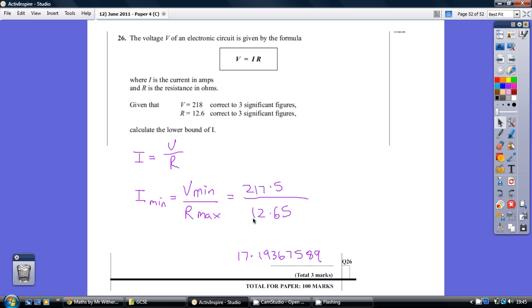If you just can't bring yourself to do that, use 12.649 recurring, but do not use 12.649. That is too low. That is not high enough. So either 12.65 or 12.649999. Then get your calculator out, divide that by that, and we get this. And as it doesn't say otherwise, I would write down all of your figures.